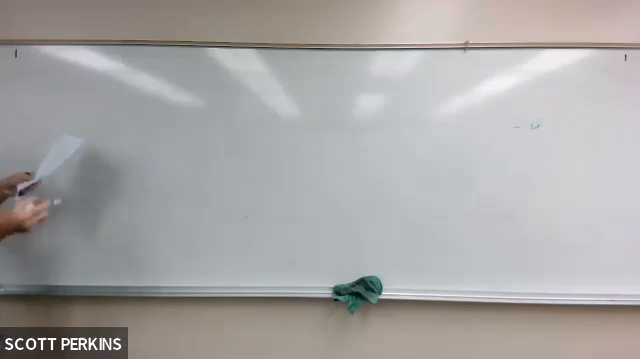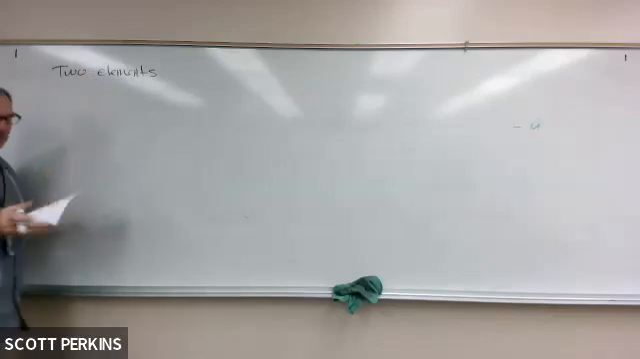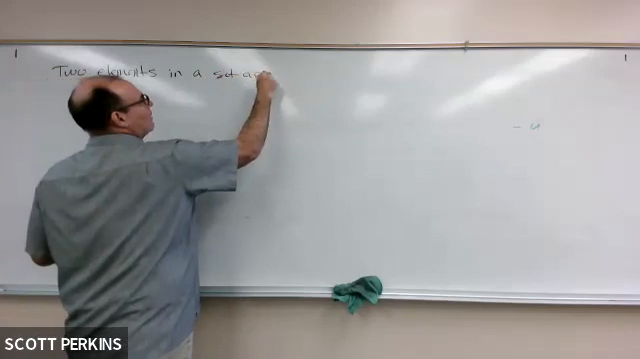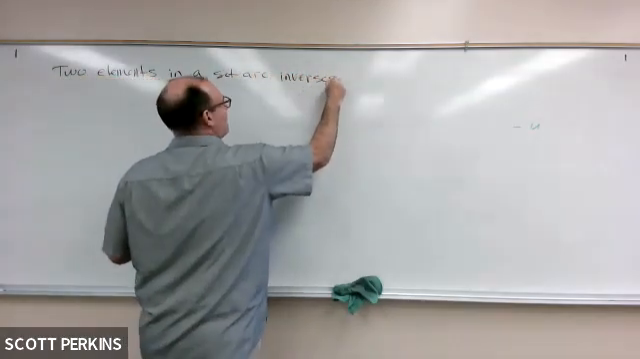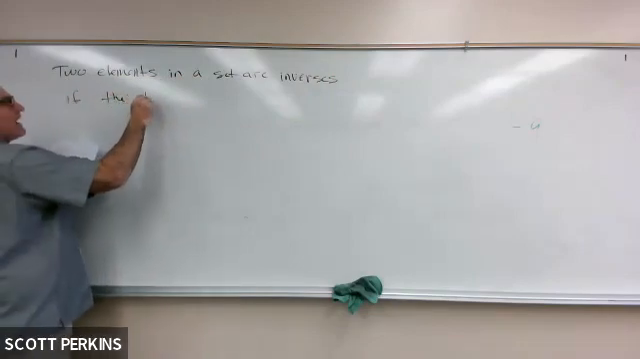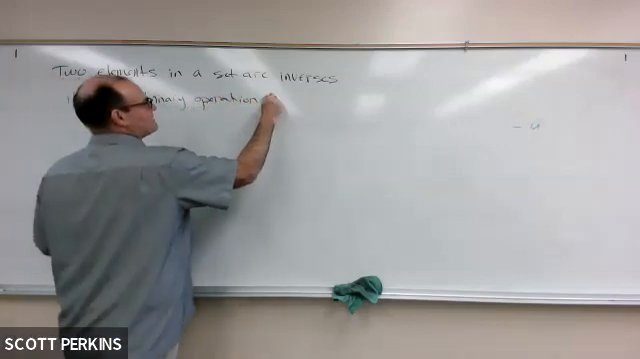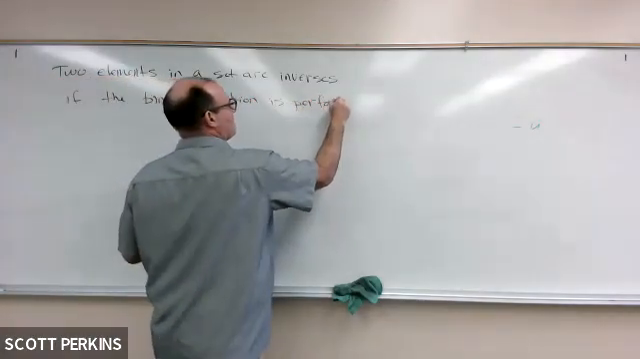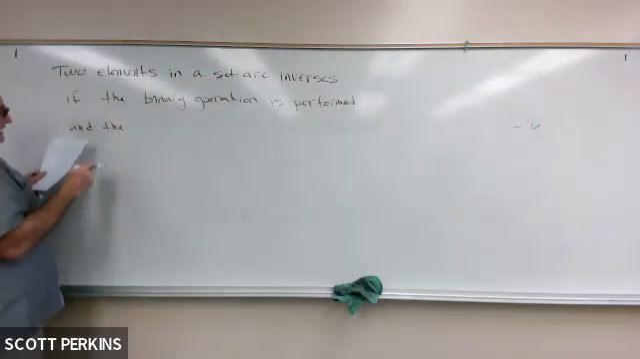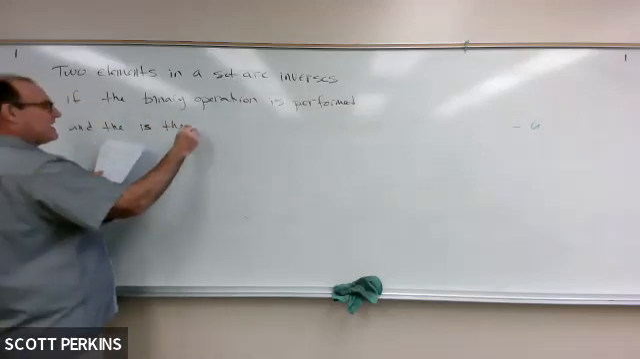Okay, so for inverse, two elements. Okay, so you need two elements. You pick two elements out of your set. Two elements in a set are called inverses if the binary operation is performed and the result is the identity.